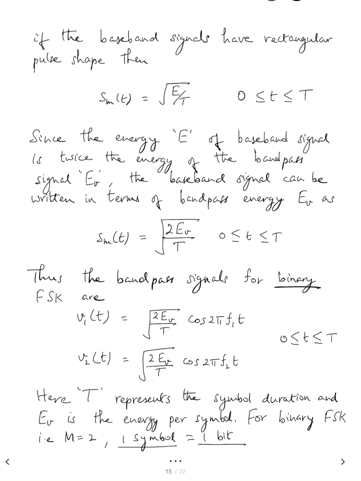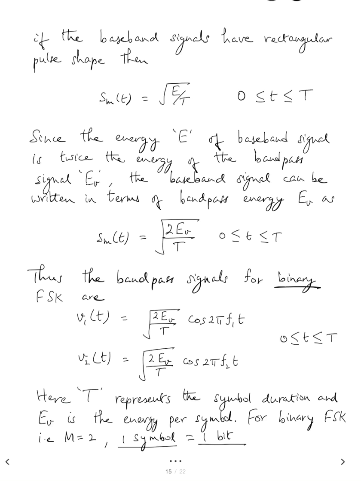So the energy in terms of the bandpass energy is 2 EV. Therefore the amplitude of this pulse, which is square root of E by T in terms of the baseband energy, is now square root of 2 EV by T, where EV is the bandpass energy. So we can now represent our bandpass signals or FSK signals for the binary case, which is called binary FSK, binary frequency shift keying.